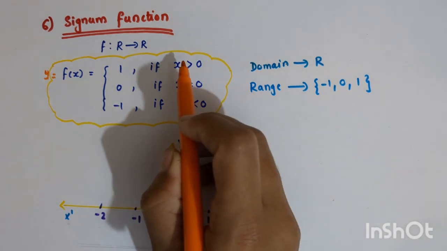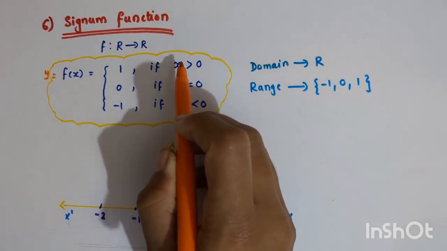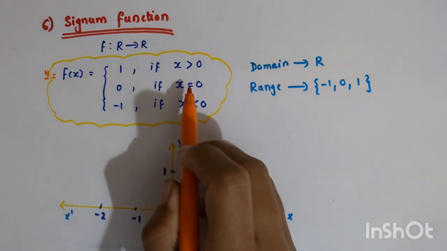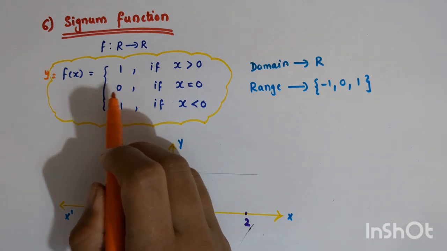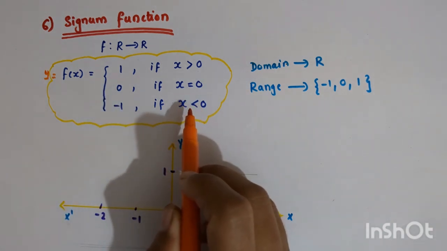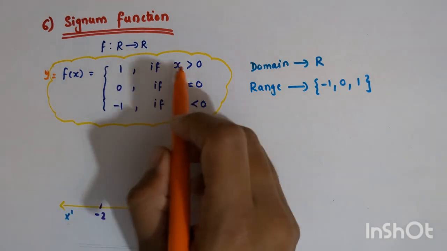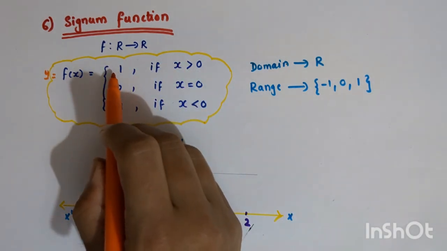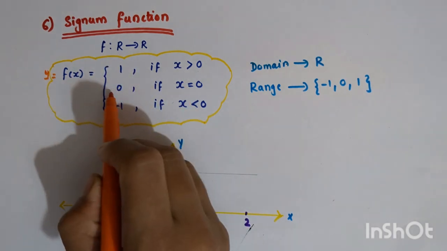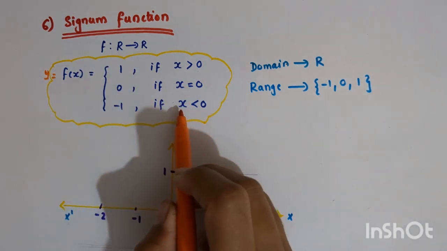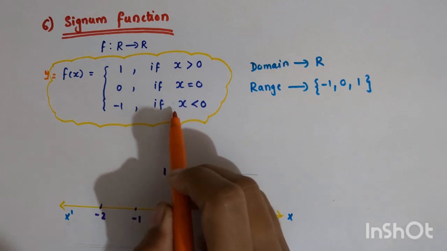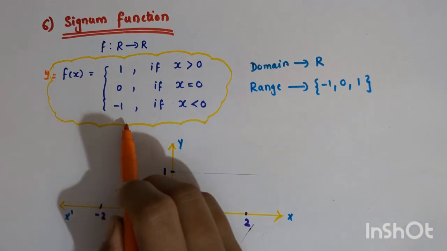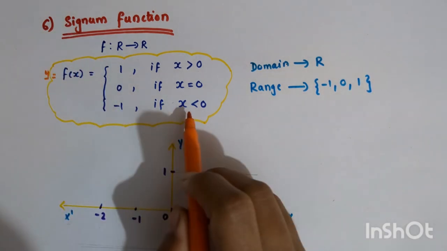That is, for all values of x greater than 0, f of x will be equal to 1. For x equal to 0, f of x will be 0. For all values of x less than 0, f of x will always be minus 1. That is, for x equal to 1, 2, 3, 4, 5, etc., f of x will be 1. When x is equal to 0, f of x will be 0. When x is equal to minus 1, minus 2, minus 3, minus 4, minus 5, for any negative value, f of x will always be minus 1. Such a function is called the Signum function.